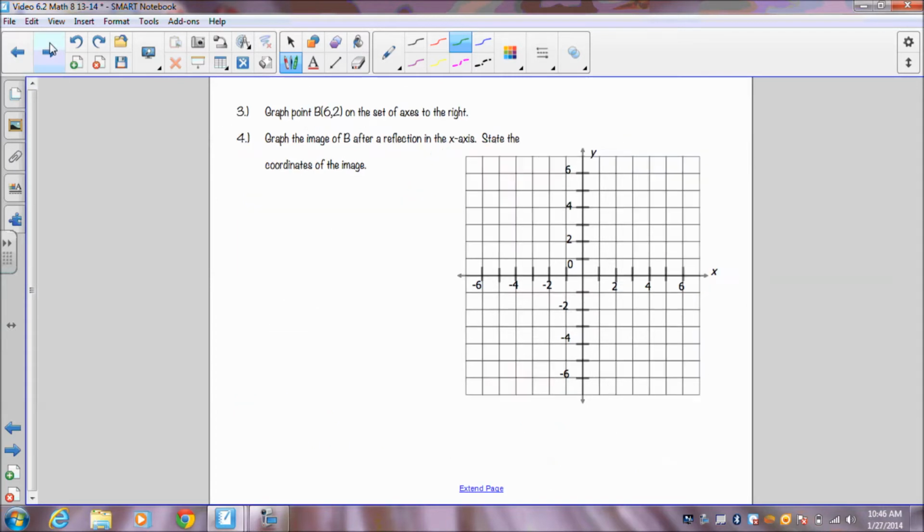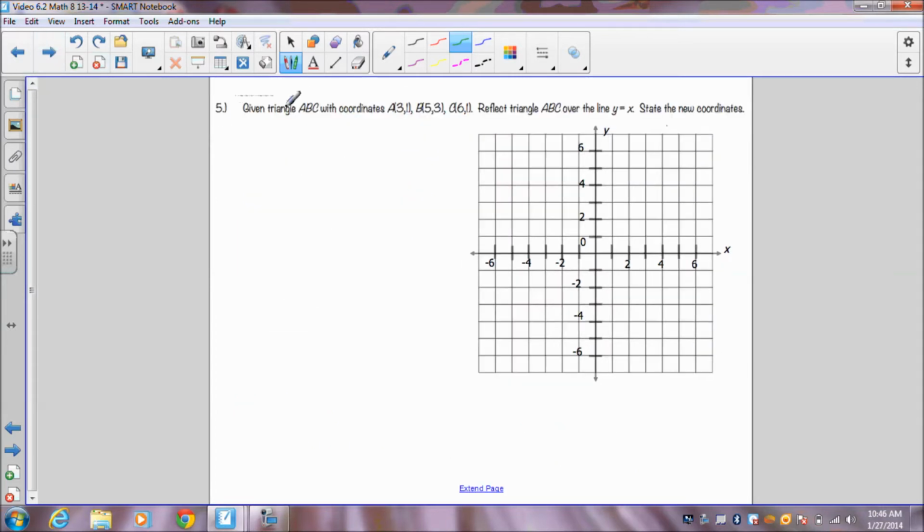So if you could turn the page and take a look at question number 5 right here, it says, given triangle ABC with the following coordinates, I'm going to reflect it over the line y = x. Now, every time I want you to always underline the line that you are reflecting it over so you know exactly what it is that you need to do. And then it asks you to state the new coordinates.